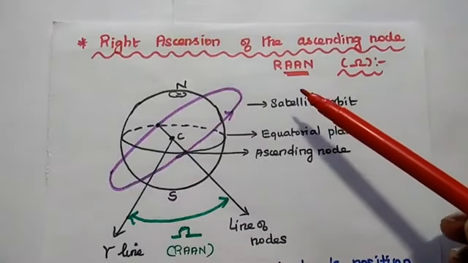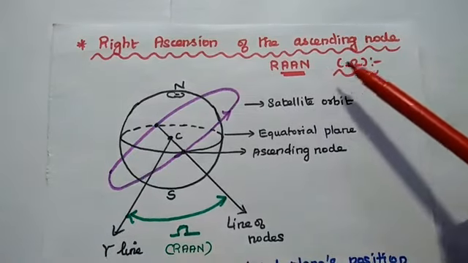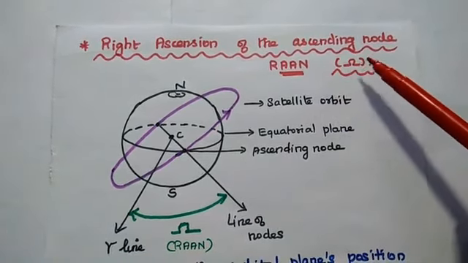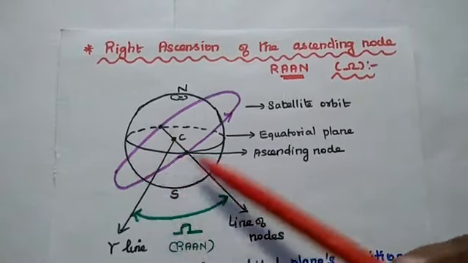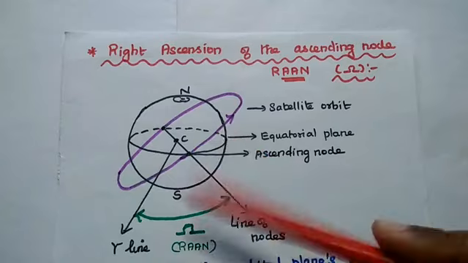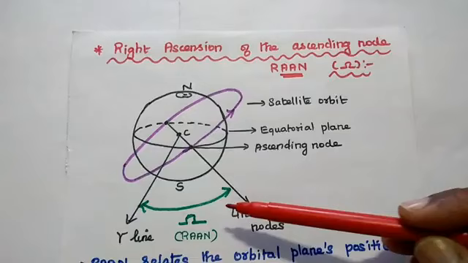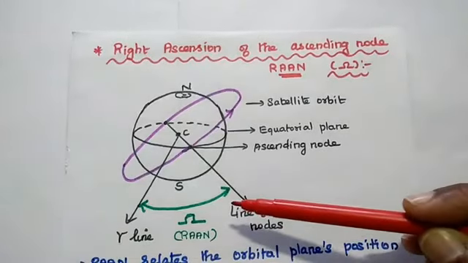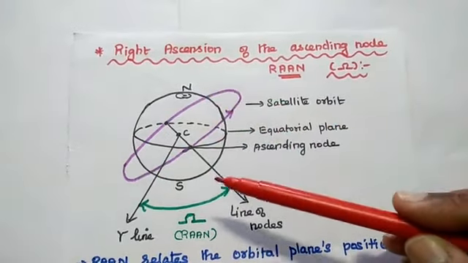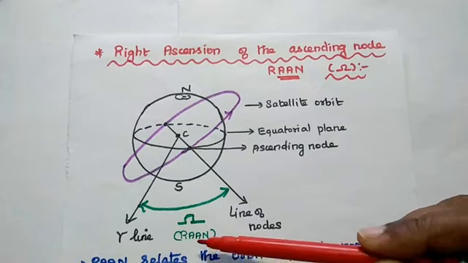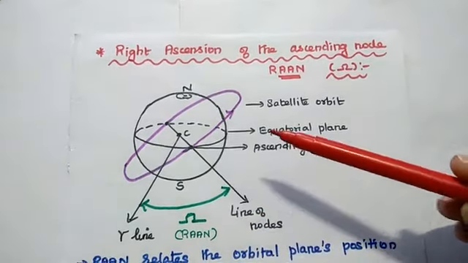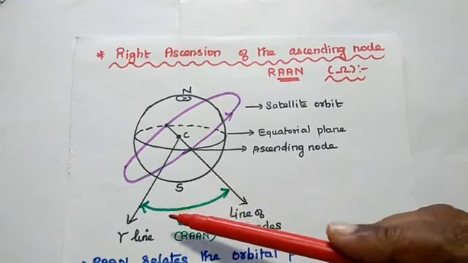Okay, last one is right ascension of the ascending node. Simply RAAN. It is represented as omega. Here this is the satellite orbit plane. This one is the equatorial plane. Okay. So here this RAAN is mainly used to define the accurate position of the orbit in space. So how is it possible? It can be measured eastward in the equatorial plane from the vernal equinox direction.